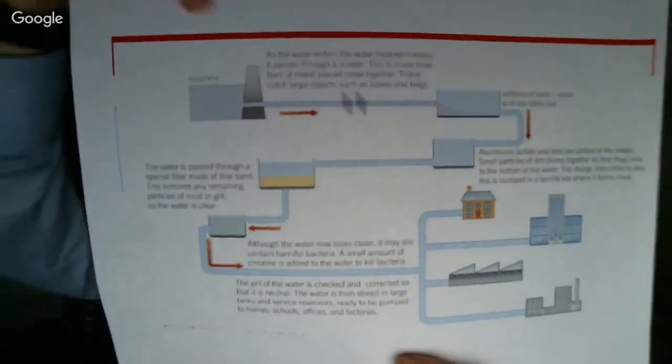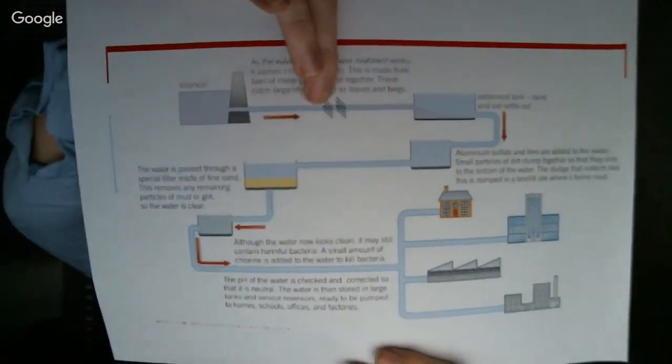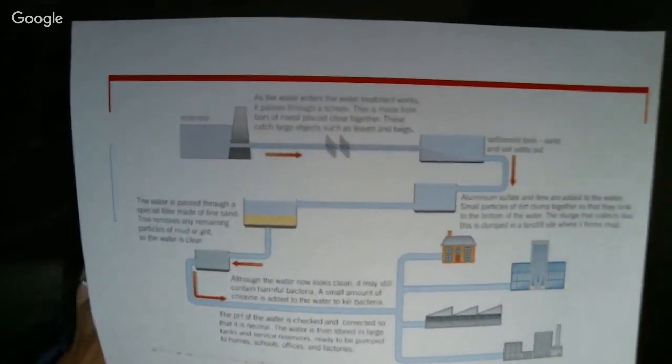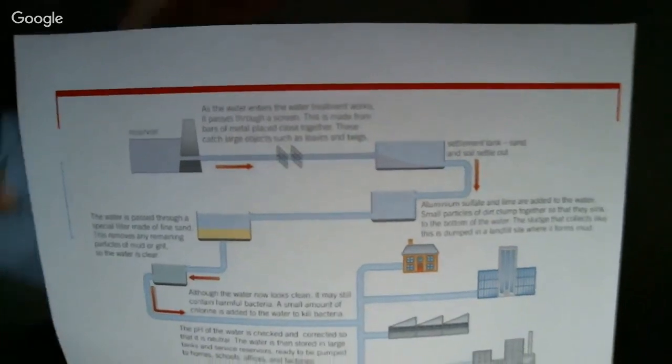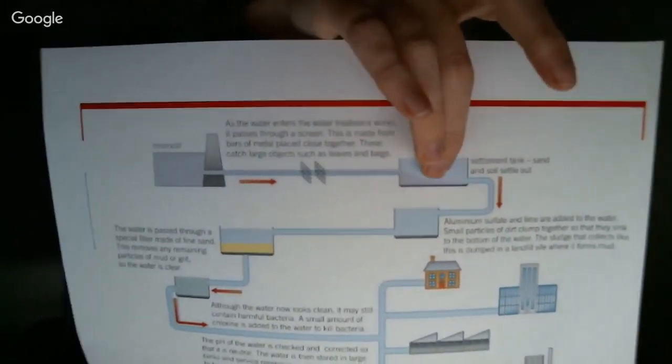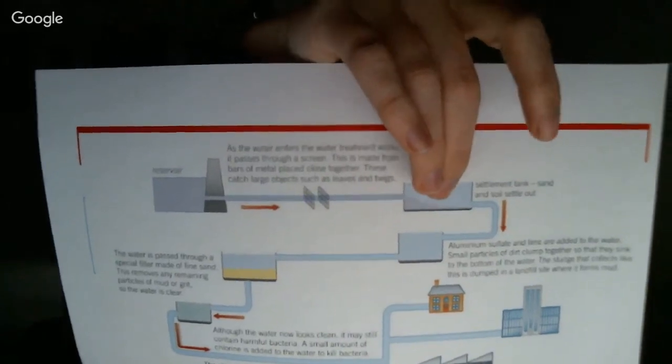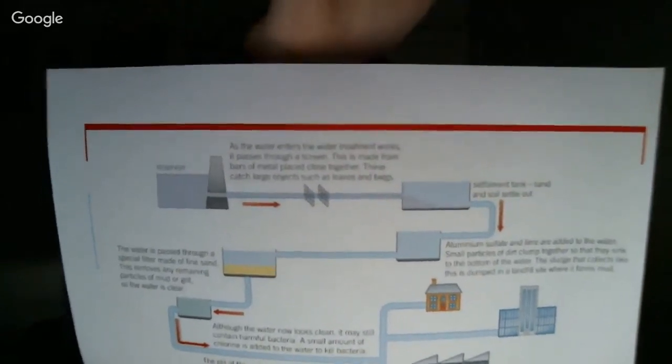So we start off with our reservoir, and then the water is going to pass through these grates, which are acting as an initial filter to get rid of things like leaves and twigs and sticks and things like this. From there, we carry on to our settlement tank. And what happens is things like sand and so on will sink down to the bottom.